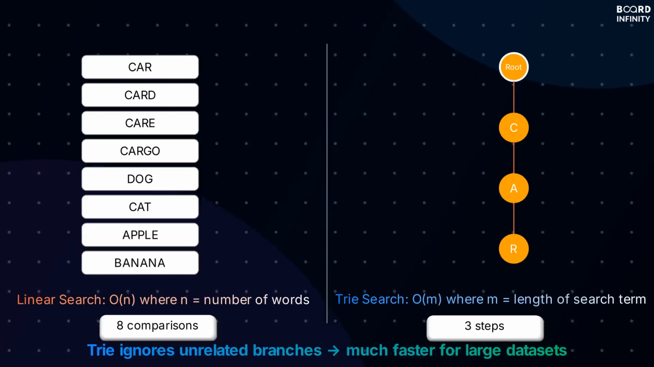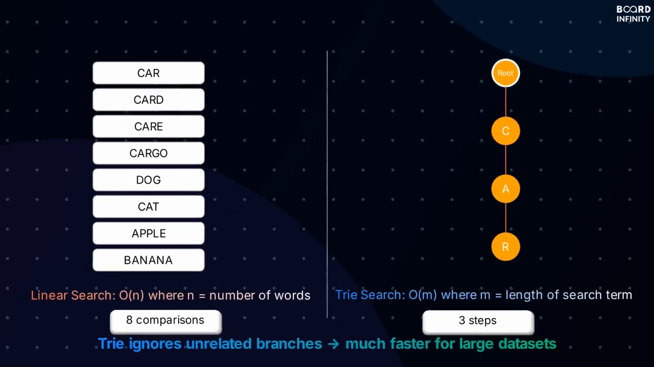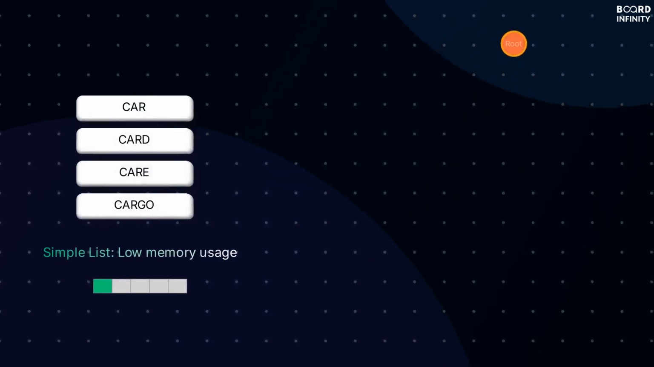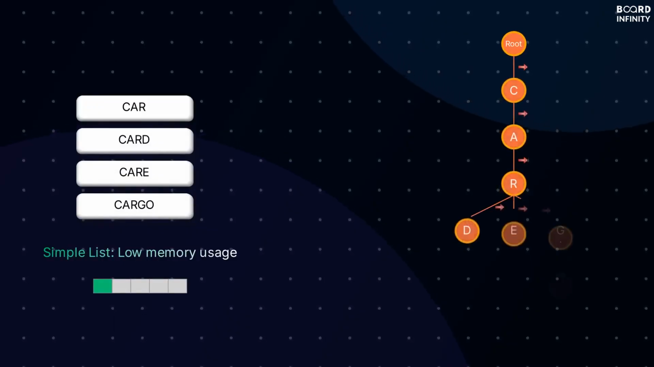However, there is a trade-off. Tries use more memory than a simple list, because each node stores pointers to its children representing the potential branches for subsequent letters.